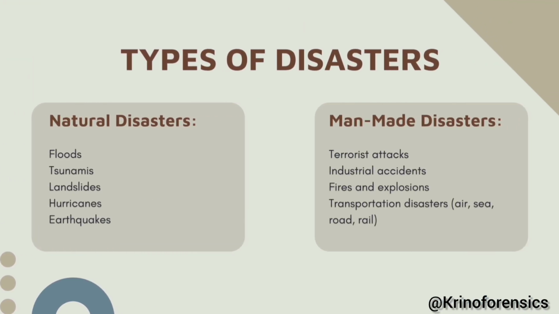There are two types of disasters. One is natural disaster, the other is man made disaster. Natural disasters are events caused by natural forces. Example: tsunami, earthquakes, floods, etc. Man made disasters are the events resulting from human actions. Example: terrorist attacks, fire accidents, etc.